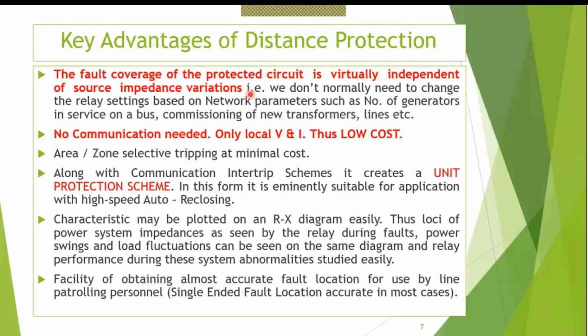So every time some generator is out of service, every time some generator is in service, every time the fault level changes, we don't need to change our distance protection setting, because the parameters related to impedance do not change in front of the relay. Change would mean a new line being added, a new substation coming up, or the conductor or CT ratio being changed. Otherwise, we don't need any change in the protection settings.